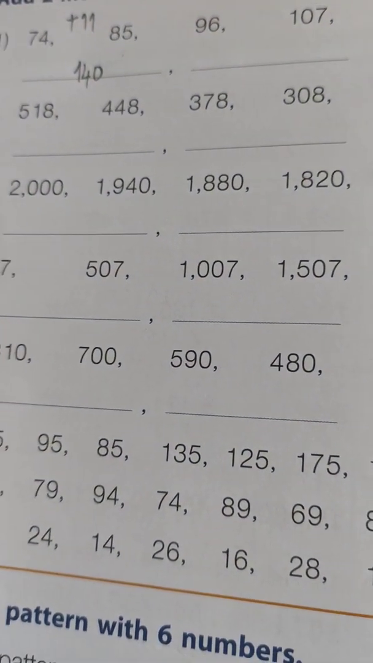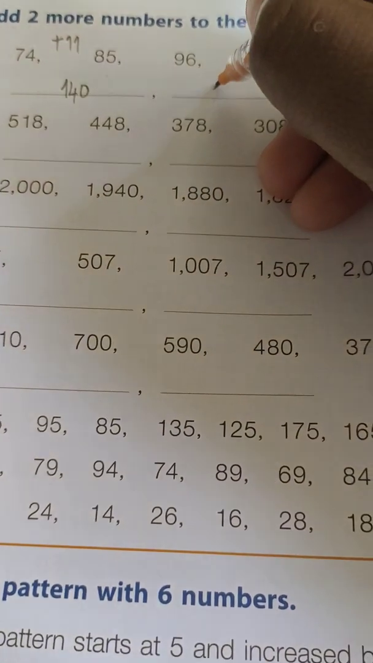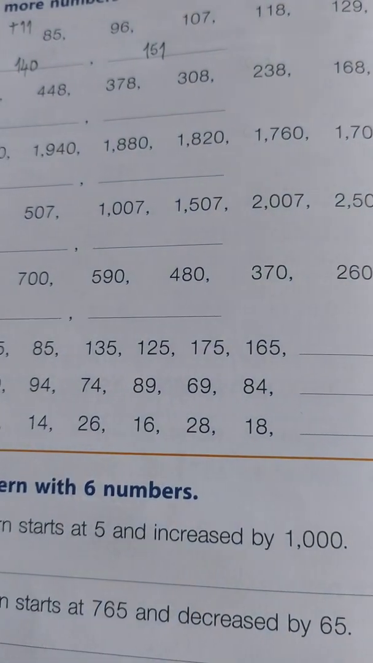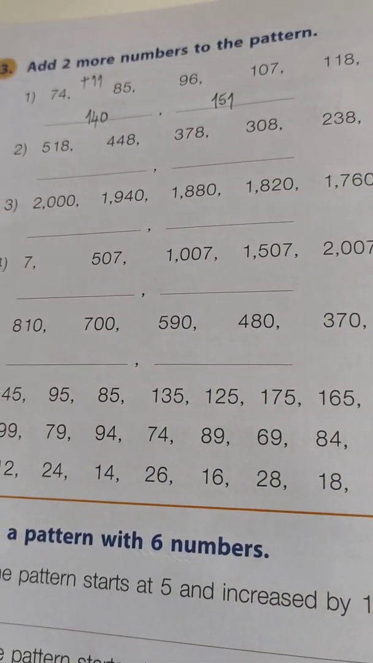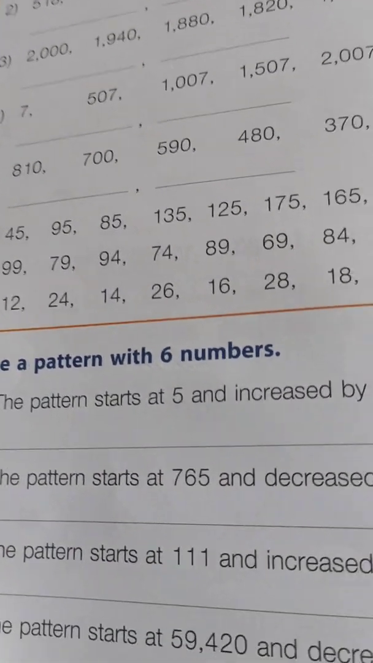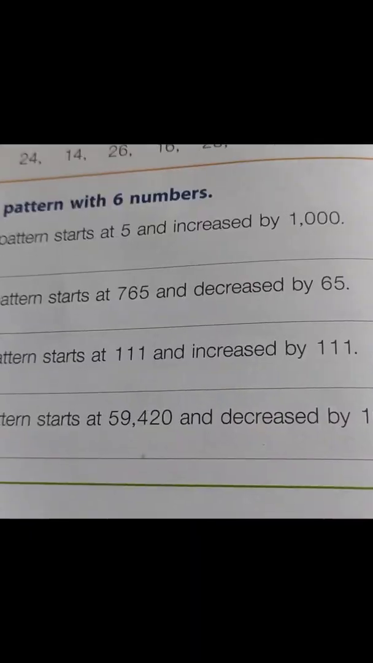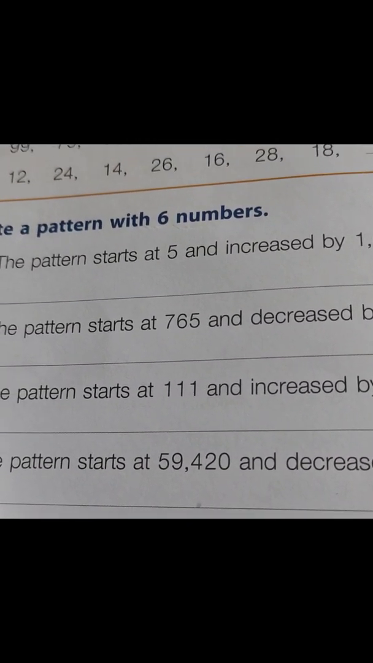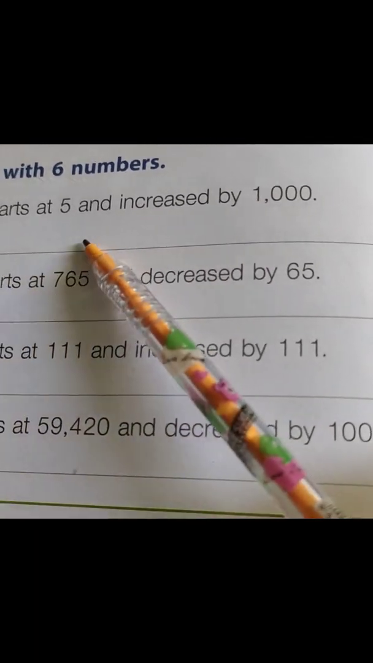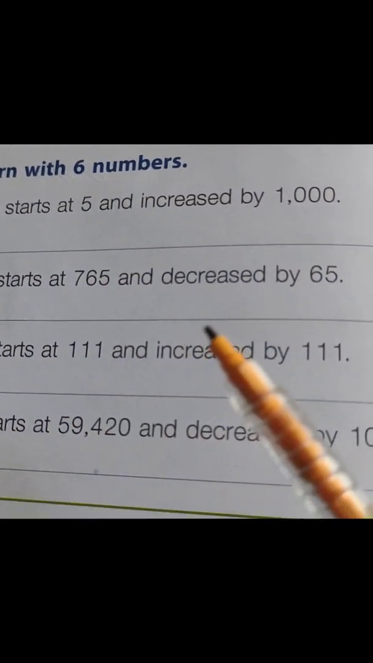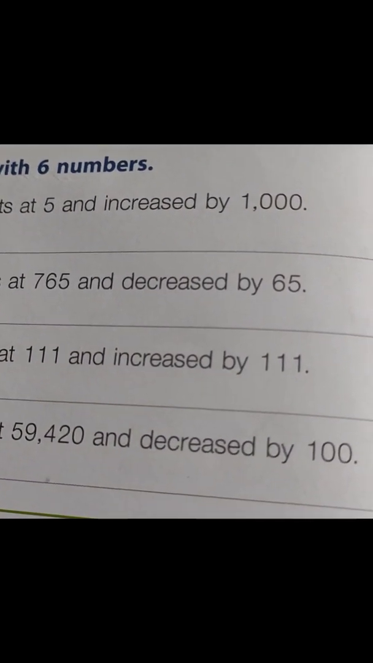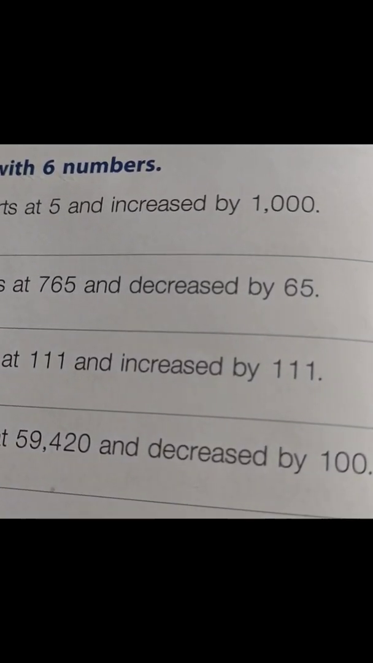140 plus 11 will give us 151. Okay? So you do number 2, 3, 4, 5, 6, 7, and 8. Last one, exercise 4. Write a pattern with 6 numbers. The pattern starts at 5. So the book tells you at what number you have to start your pattern and whether you have to increase or decrease and by how many.